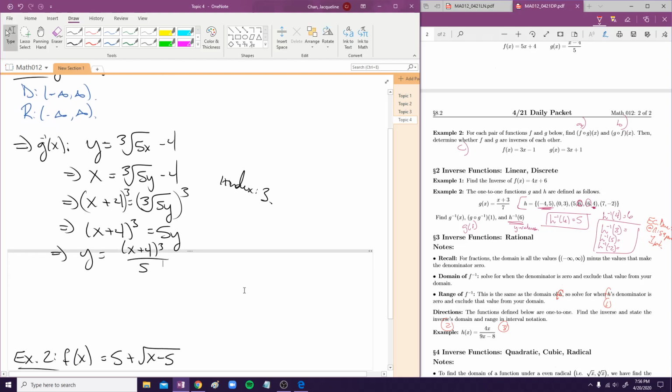And keep in mind, we are not done yet, because what are we looking for? We're looking for g inverse of x. We're not just looking for y. So we have to take that final step, and say g inverse of x is equal to (x plus 4) cubed over 5.